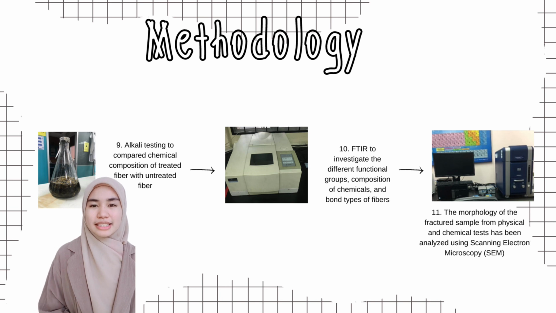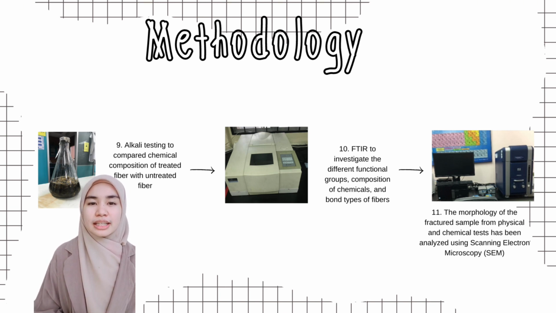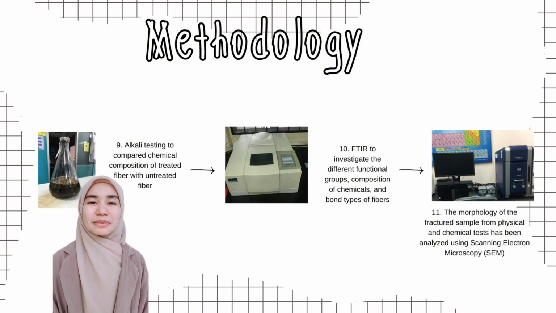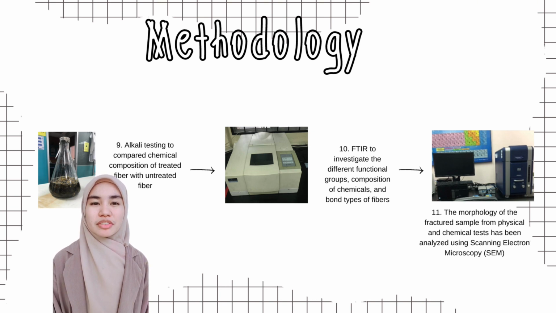For FTIR testing, it has been run to look at the chemical structure and get data from functional group, composition of chemical, and bond type of composites. Determination of morphological properties by using scanning electron microscope. The morphology of the fracture sample from physical and chemical tests has been analyzed using scanning electron microscope.